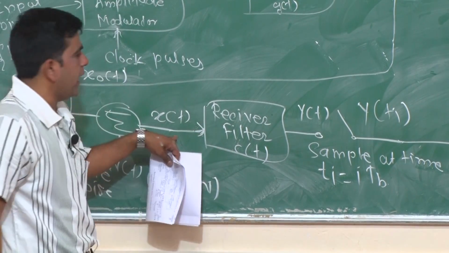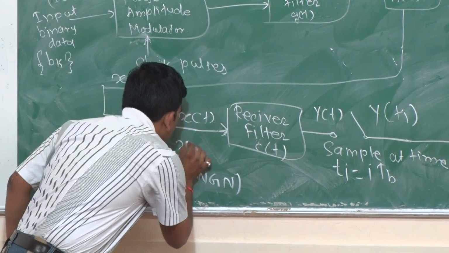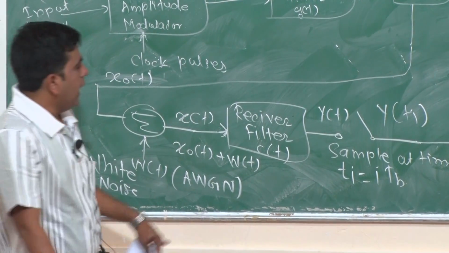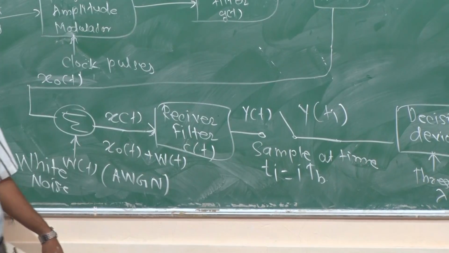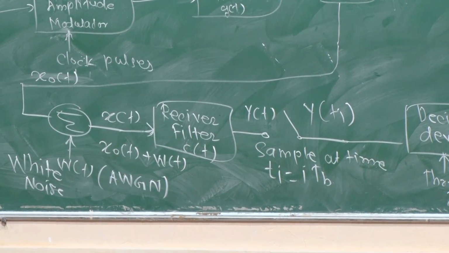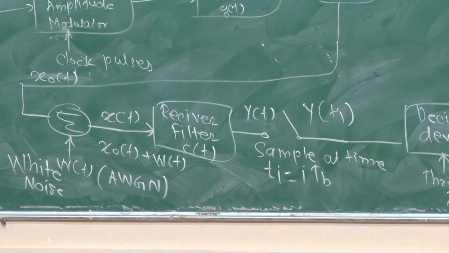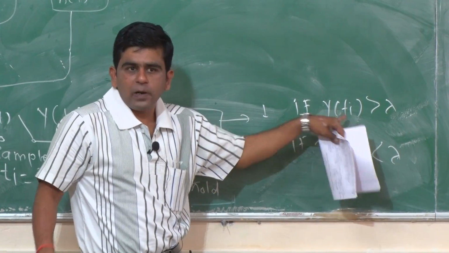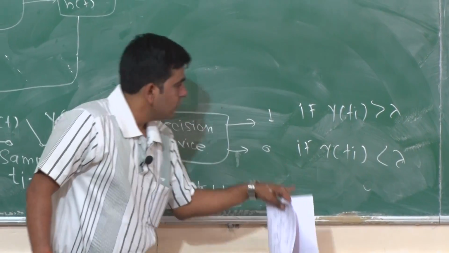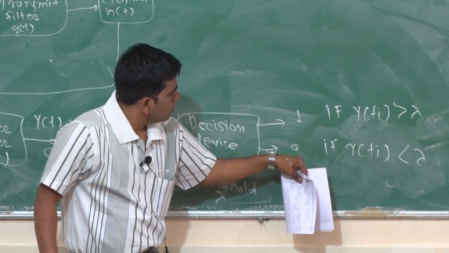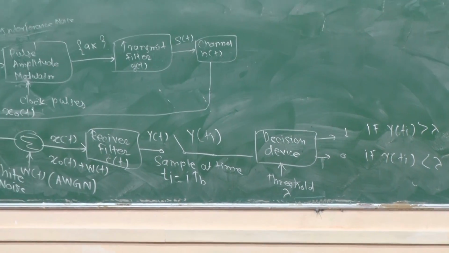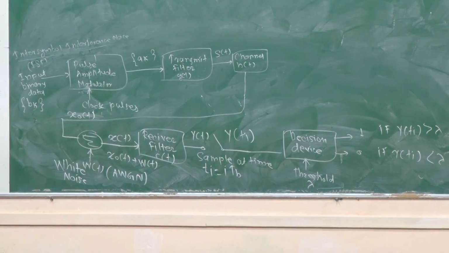Now input to your receiver x of t is nothing but x0 of t plus w of t. At output we will get y of t, which is get sampled at a time ti equal to I into capital TB. At output we have to make a decision. Here we are having the decision threshold lambda. When one occurs, if y of ti, this particular sample, is above the threshold value, that is lambda, then we have to justify this as a 1. 0 if y of ti is less than lambda.